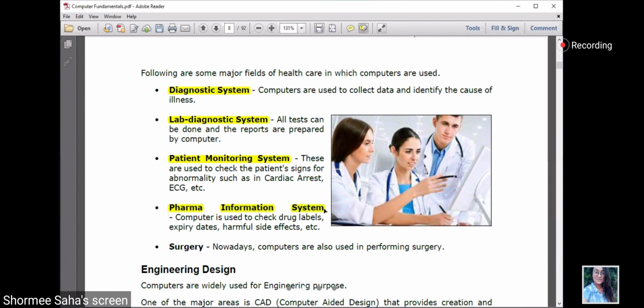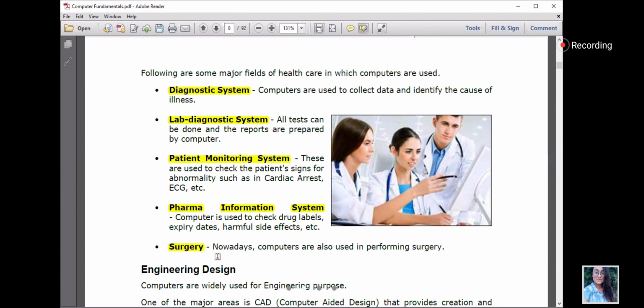Then we have the pharma information system. In the pharma information system, there will be a database to keep the records of all the medicines and what the effects, side effects, harmful effects, expiry dates, and the number of medicines available in the stock are. All these things are maintained in a database or a computer system. Now, surgery.